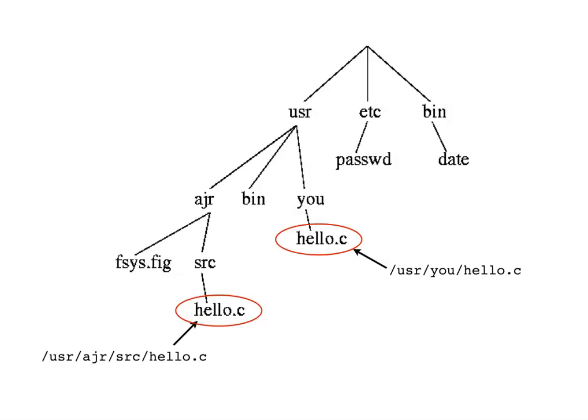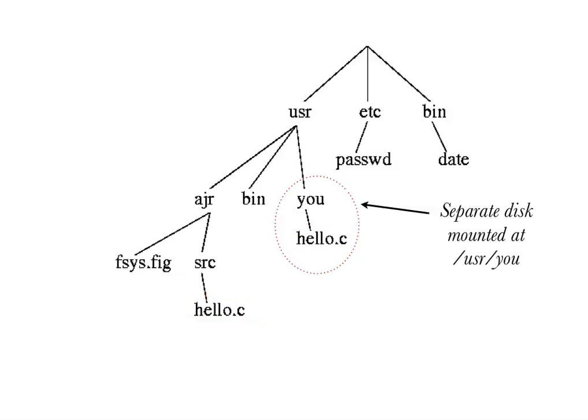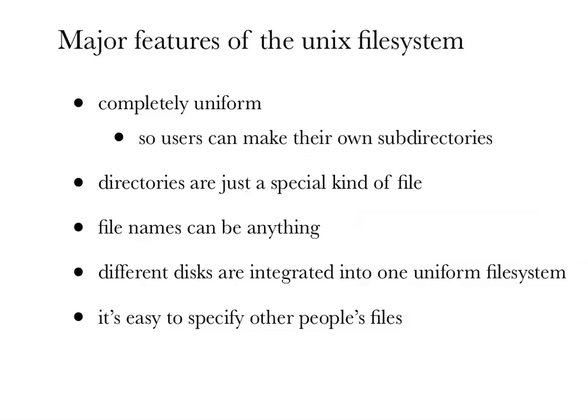A disk or a disk partition is mounted at a certain point in the file system. In the simplest case, if you have your own disk partition, it could be mounted as /user/u. Then the root directory on that disk becomes user_u in the whole tree. Therefore, it's easy to specify other people's files.